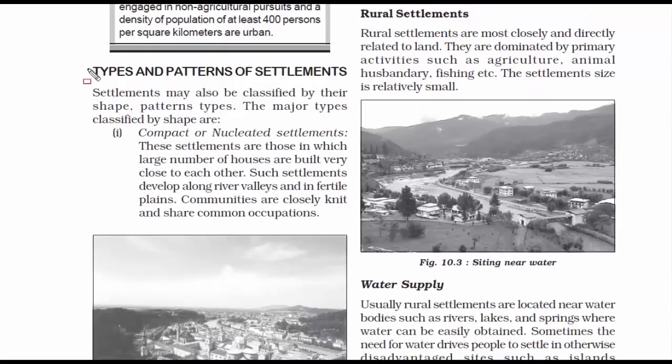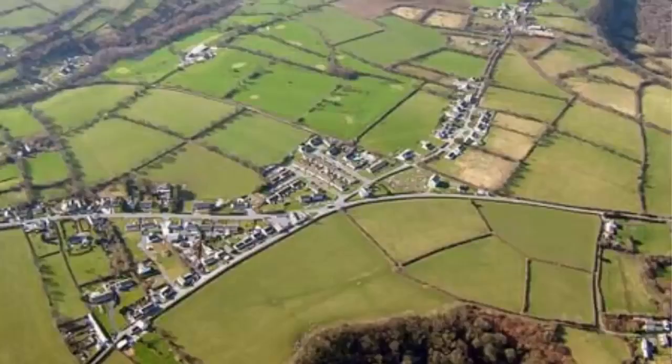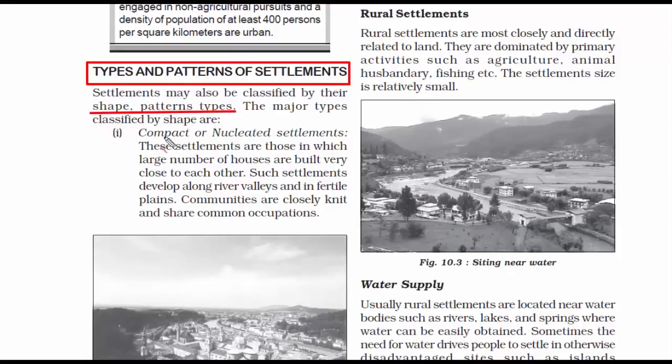Now we go to the topic types and patterns of settlements. Meaning, if we were to travel in a plane and see a particular town or a village or a city from above, how will it look? Basically, you'll see a particular shape or a pattern in which houses are constructed in a neighborhood. Broadly, they are classified into two types. The first one is compact or nucleated settlement. In these settlements, you'll see houses are constructed close to each other.